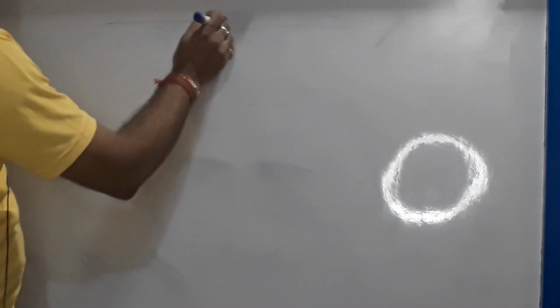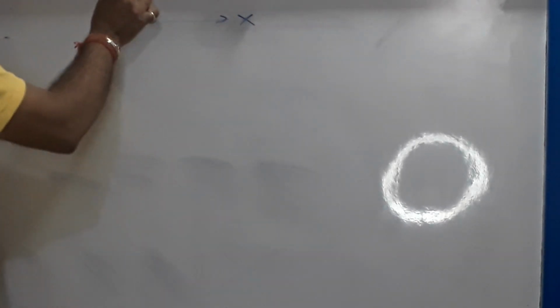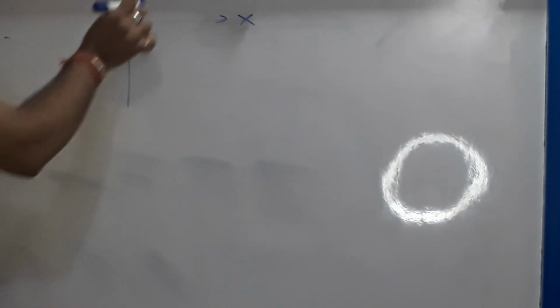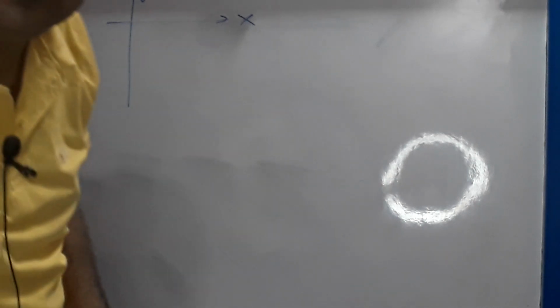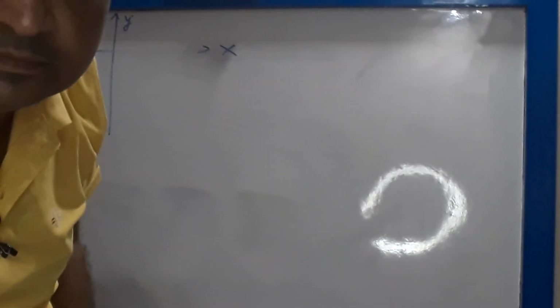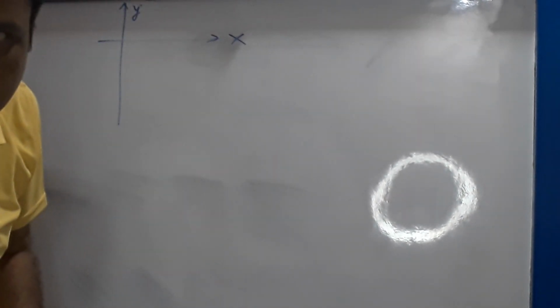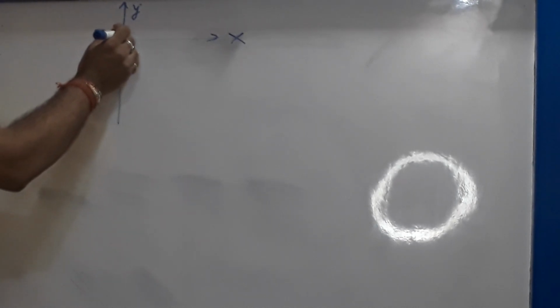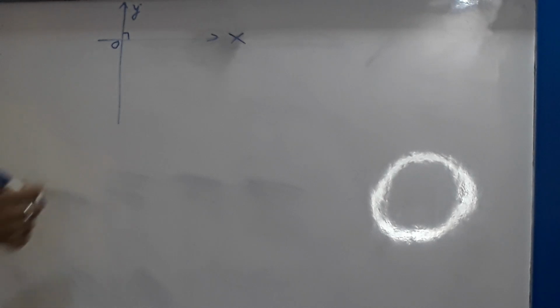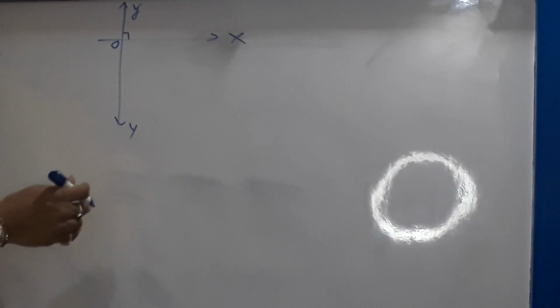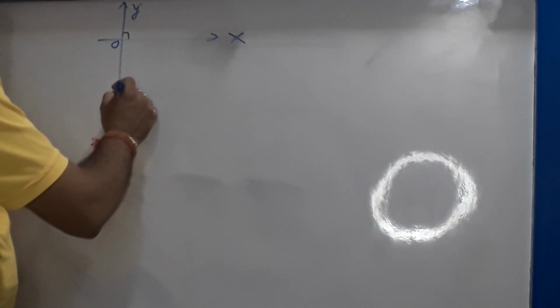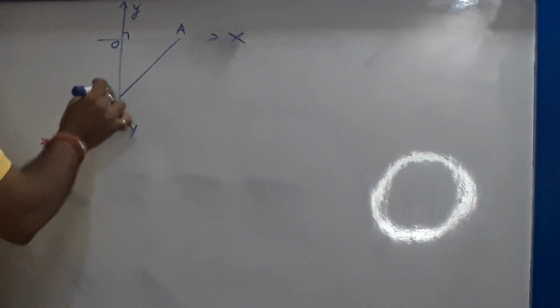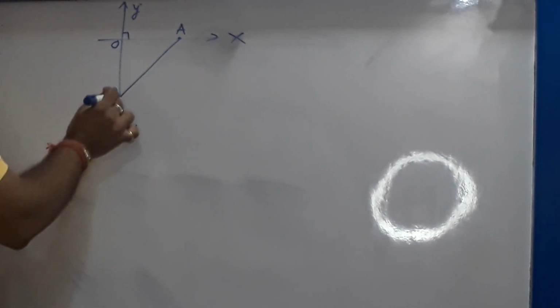The diagram is given. This is my x-axis. This is my y-axis. Clear? And this is my origin O. There is one line AB. A is a point on the x-axis, B is a point on the y-axis.